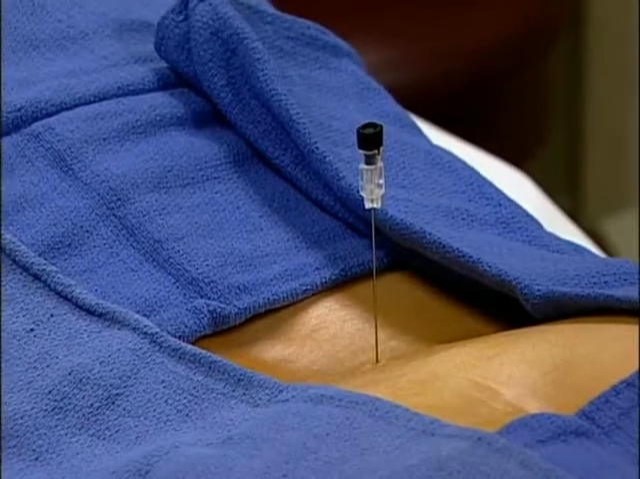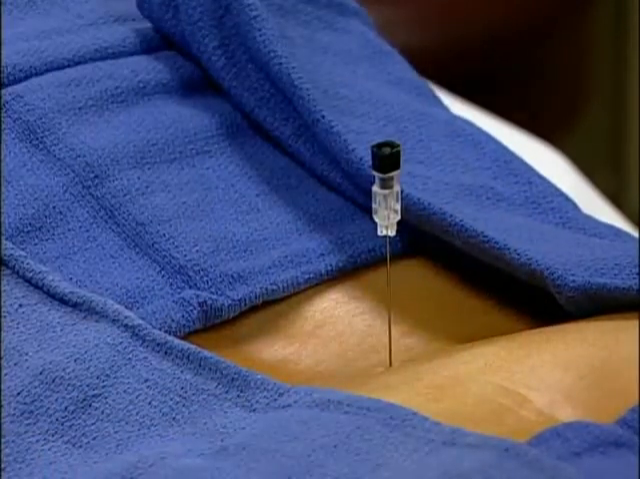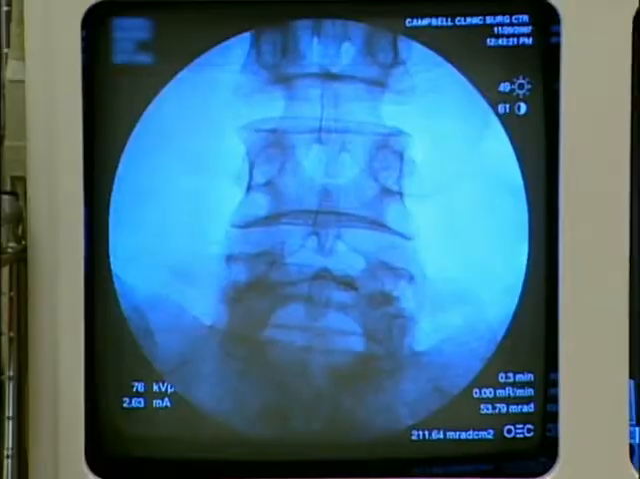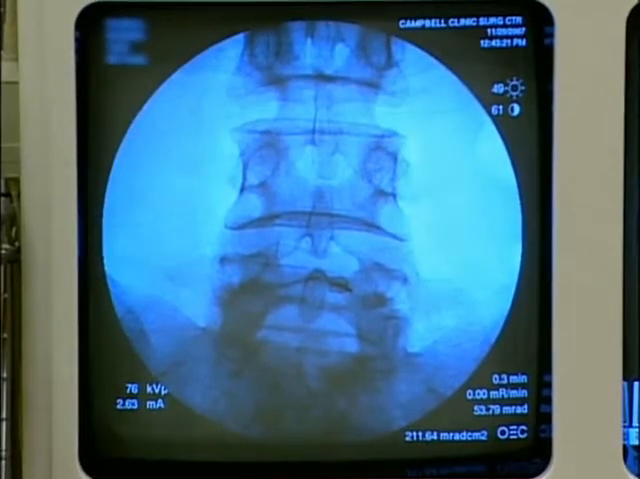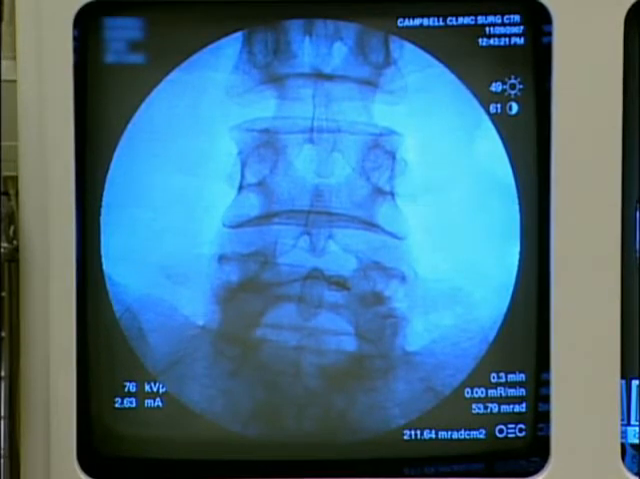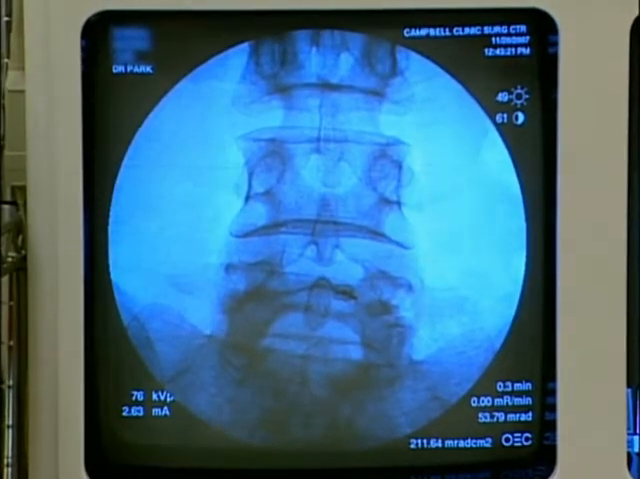Insert a 3.5-inch 22-gauge spinal needle vertically down to the superior end plate of L5, intermittently using fluoroscopy to ensure proper needle position. Advance the needle until contact is made with the upper edge of the inferior lamina at the target interspace, 1 to 2 centimeters lateral to the caudal tip of the inferior spinous process under fluoroscopy.